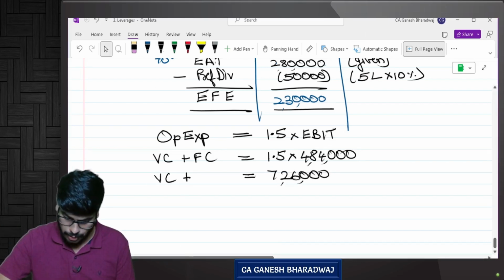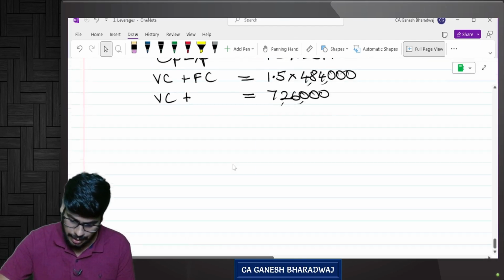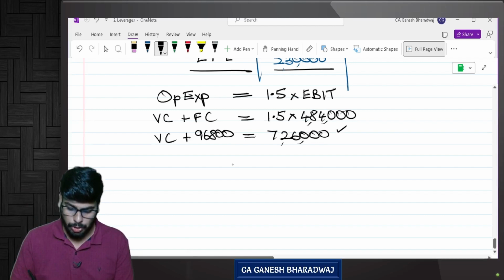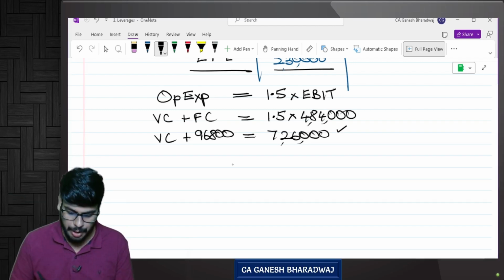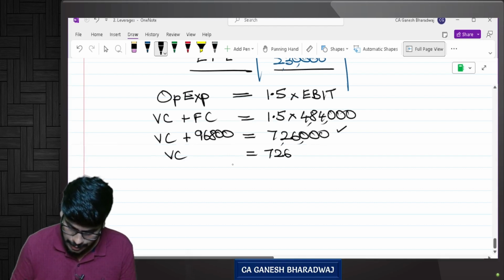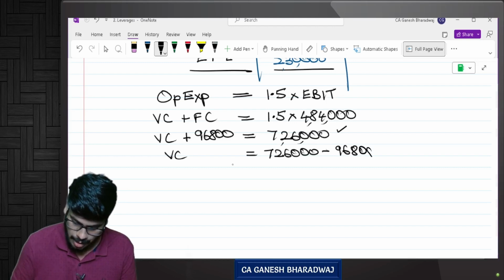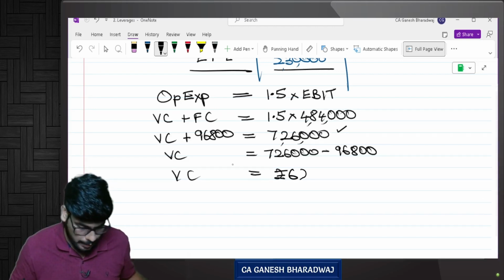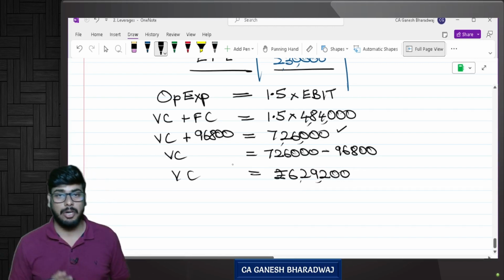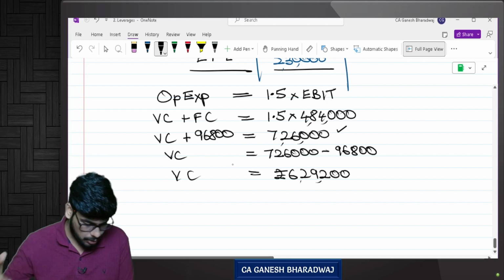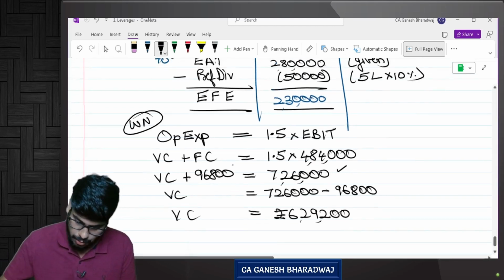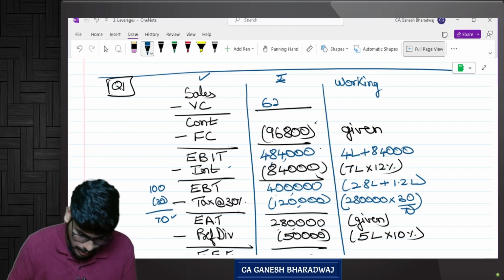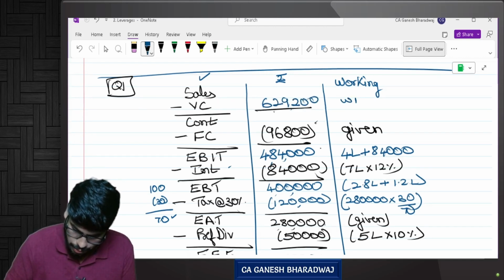So 7,26,000 is equal to variable cost plus fixed cost. How much is the fixed cost? It is given in the question as 96,800. So the total operating expenses is 7,26,000, out of which 96,800 is your fixed cost. The remaining is going to be your variable cost. So variable cost is equal to 7,26,000 minus 96,800. Are you clear with this? This is going to be 6,29,200. Maybe you can give this a working note reference, 6,29,200.